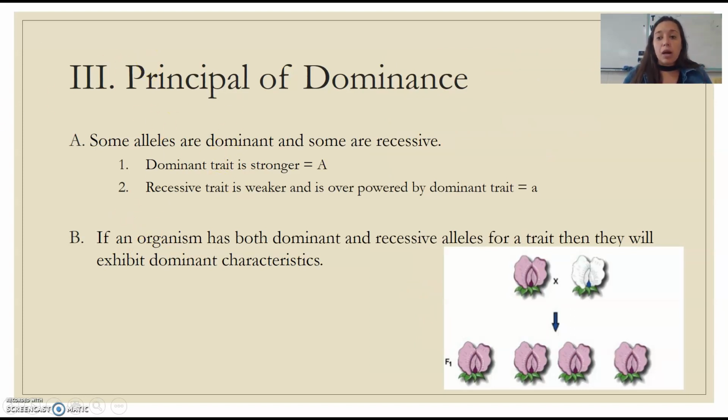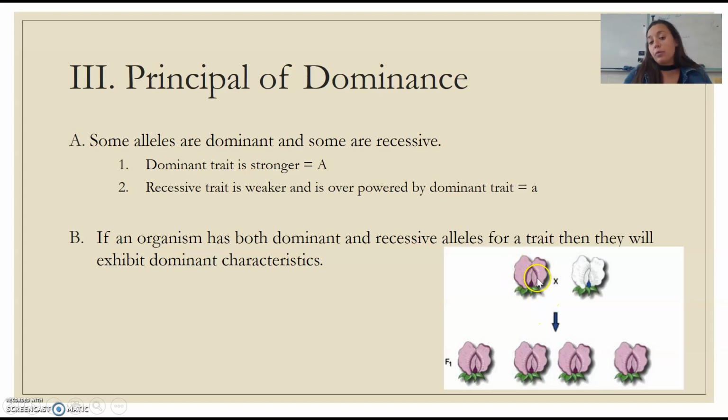Okay, so the principle of dominance. This is where we get dominant versus recessive traits. Some alleles are dominant and some are recessive. A dominant trait is going to be stronger, and it is always shown with a capital letter. Your recessive trait is weaker and will always be overpowered by the dominant trait unless it's homozygous, which we'll get to. And that will be represented by a little letter. So dominant is capital, recessive is little. If an organism has both dominant and recessive alleles for a trait, then they will exhibit dominant characteristics.